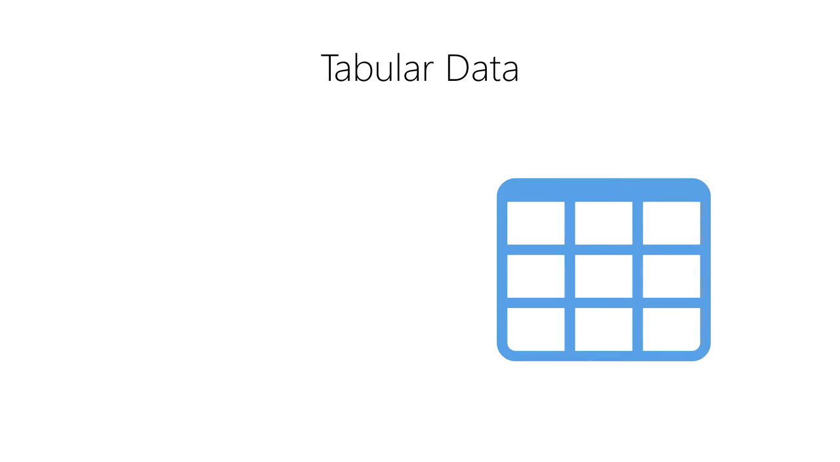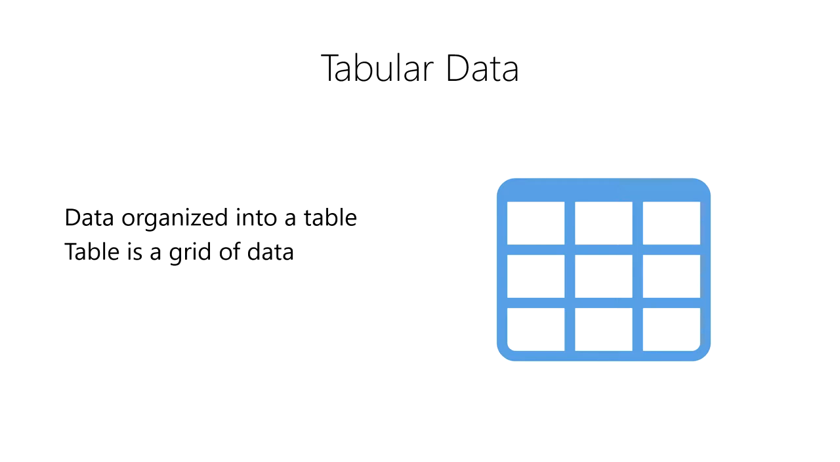Tabular data are the most common form of structured data we use for analysis and data science. But what are tabular data and how do we organize our data in this way? Tabular data are data organized into a table. A table provides the data with structure. A table is a two-dimensional grid of data.